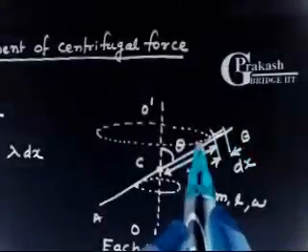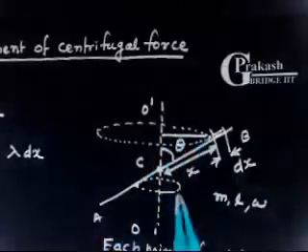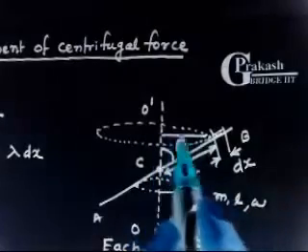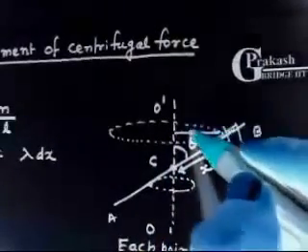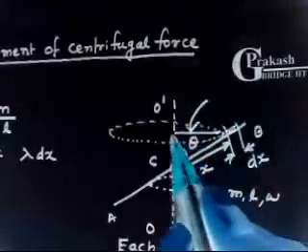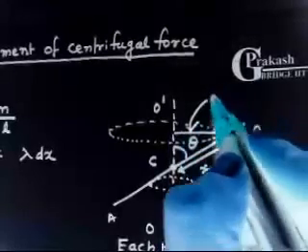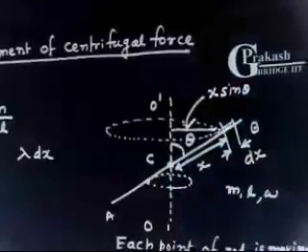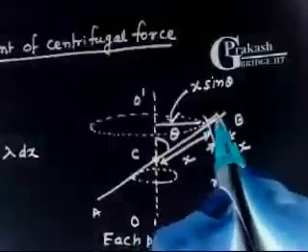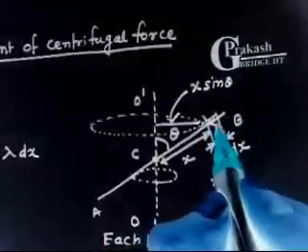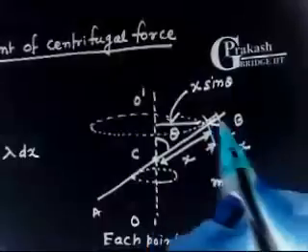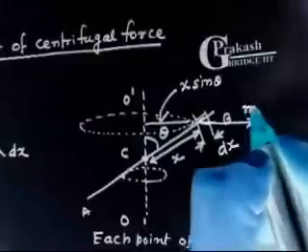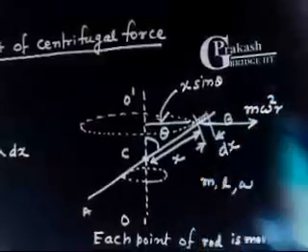Now this small part is moving in a circle of radius this. What is this radius? This is x, and this angle is theta, so the radius in which dm is moving is x sin theta. Are you getting? So what is the centrifugal force? Centrifugal force is m omega square r, and it will act in this direction, where r here is x sin theta.